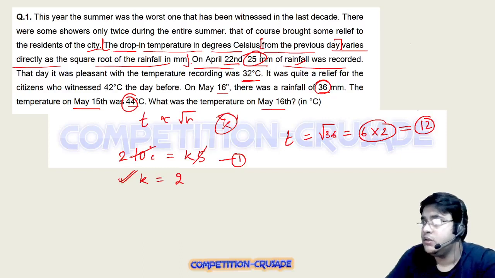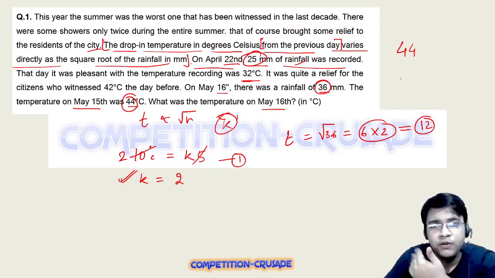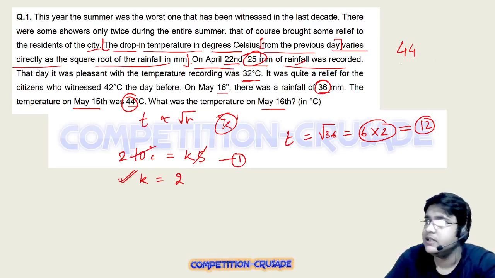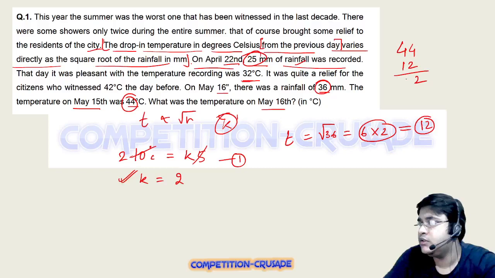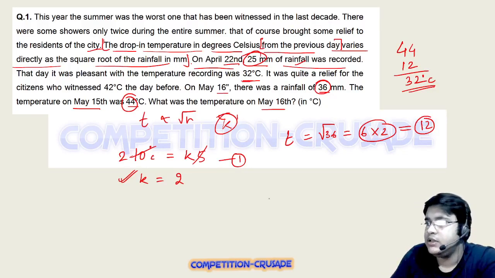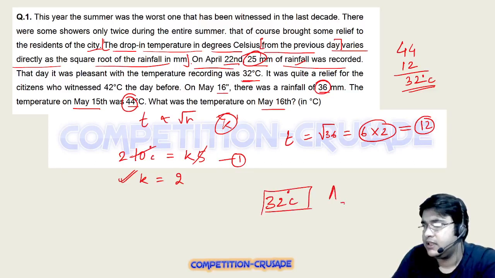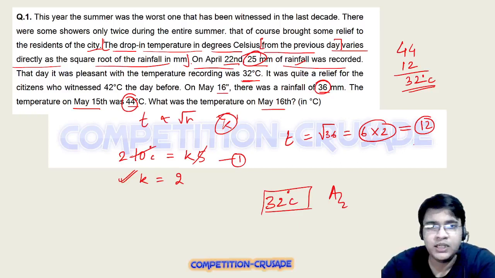So the question is, if previously it was 44 and today I received a drop of 12 degrees Celsius, what is today's temperature? Simply subtract 12 from that, and you will get 32 degrees Celsius. So the answer to this question is 32 degrees Celsius. I hope that makes sense.